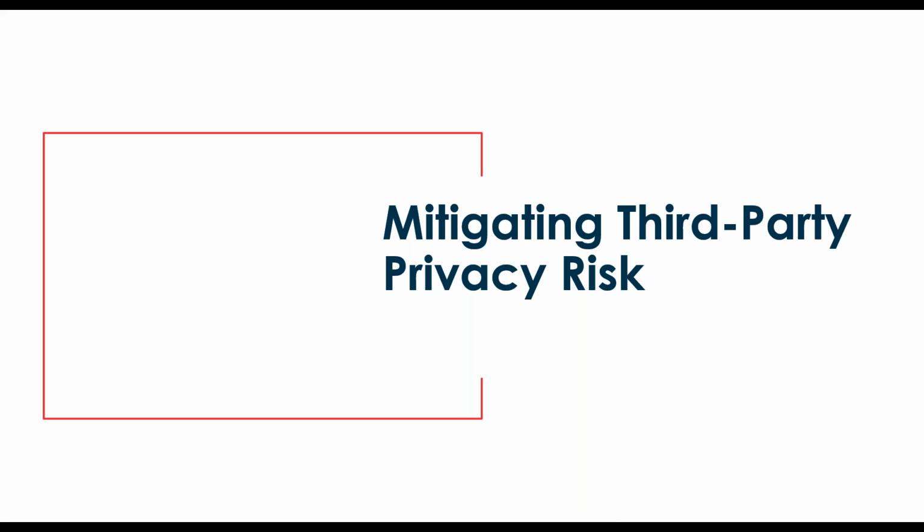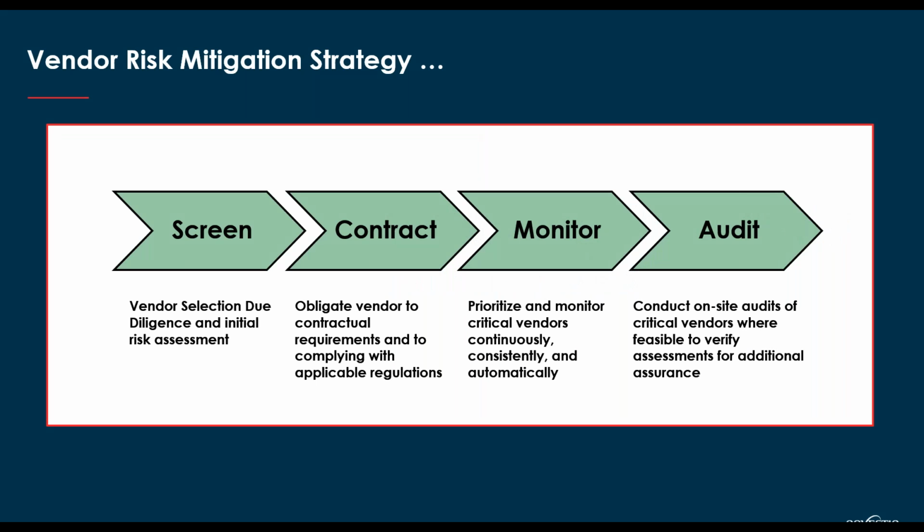So what do you do about it? How can you protect your organization from third-party data breaches? Well, it's really a good idea to start with a strategy for screening, contracting, monitoring, and auditing your vendors. And screening, of course, is your first line of defense, but your vendors must also understand your requirements. You need to make sure that they understand what's expected, and they need to agree to abide by those standards, by your requirements.